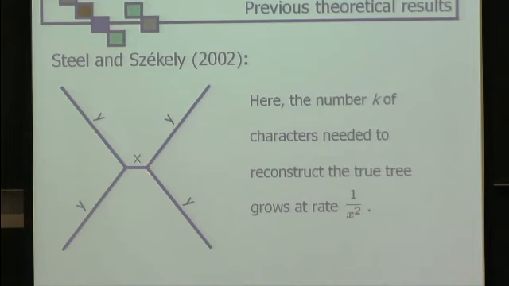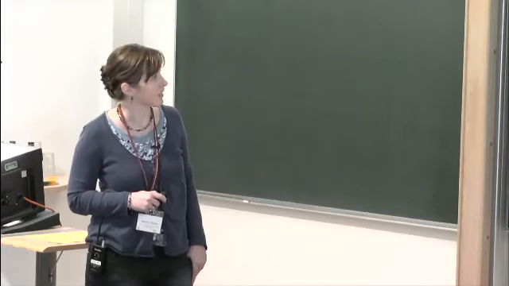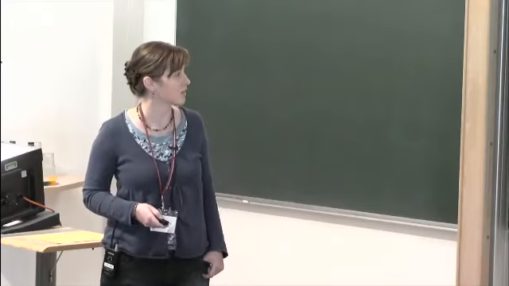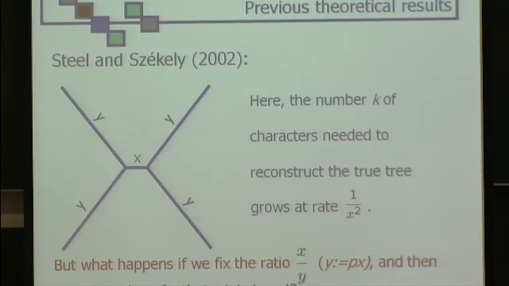So basically, the shorter this edge gets, the more characters you need to reconstruct the tree, and that's at a rate of x squared, where x was the length of this internal branch. But the question really is, what happens if we do something like what Ziheng Yang basically did in his simulations? We keep the ratio of the length of the pendant branch and the internal branch fixed, and then take the value of the internal branch that minimizes the sequence length needed. So sort of the best possible case. What happens then?